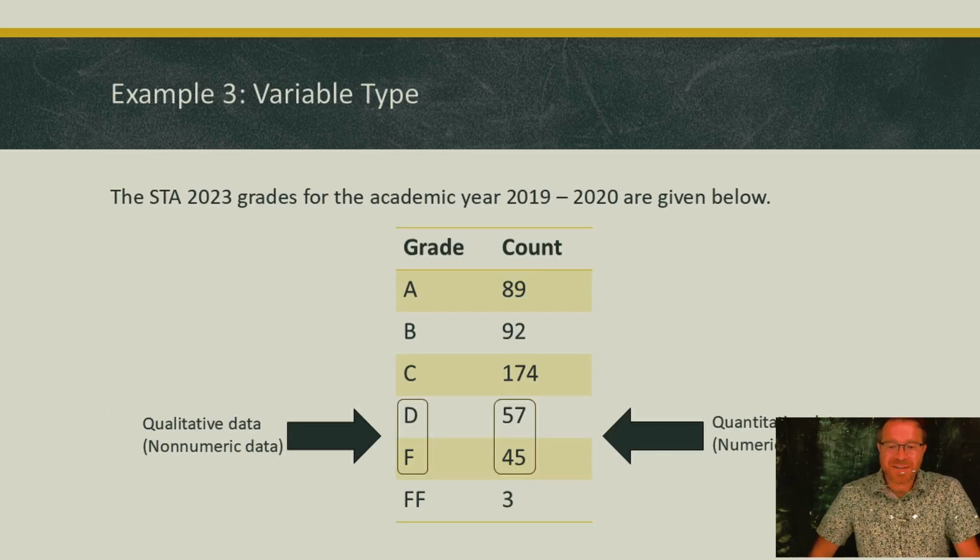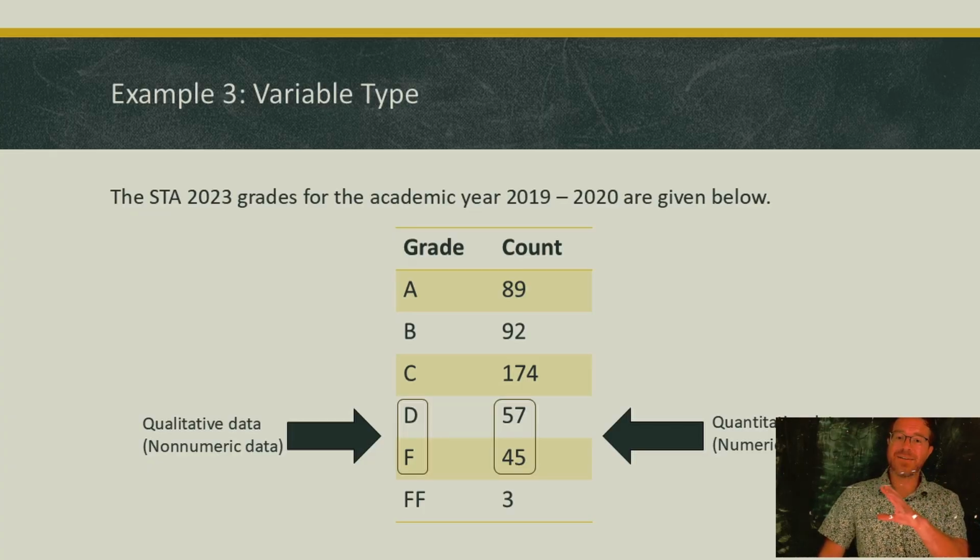Okay, variable type. The STA 2023 grades for the academic year 2019 to 2020 are given below. So for the grade of A, we have 89 people who got an A. For B, we got 92 people. For C, we got 174. For D, we got 57. For F, we have 45. And for double F, we have 3. That's somebody who's caught cheating, honor code violation, something like that.